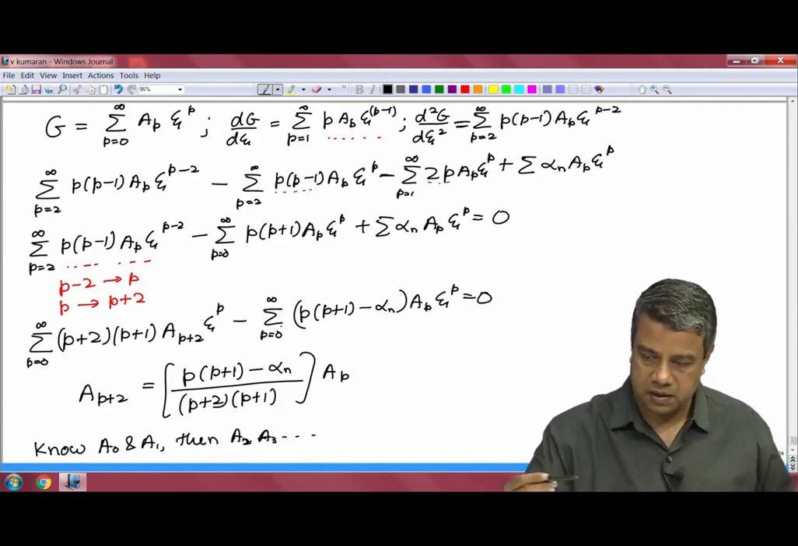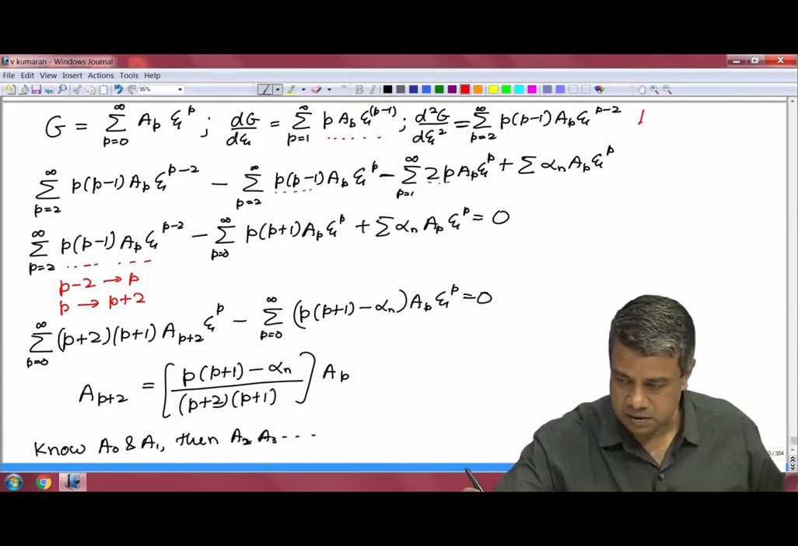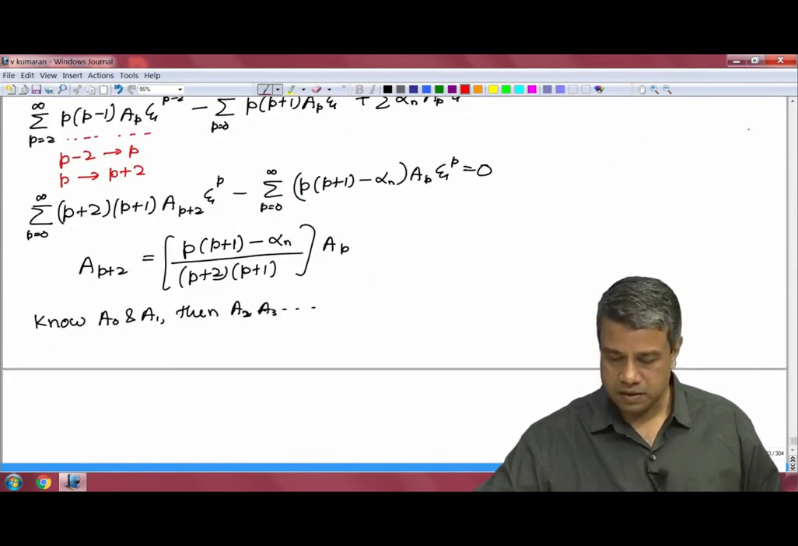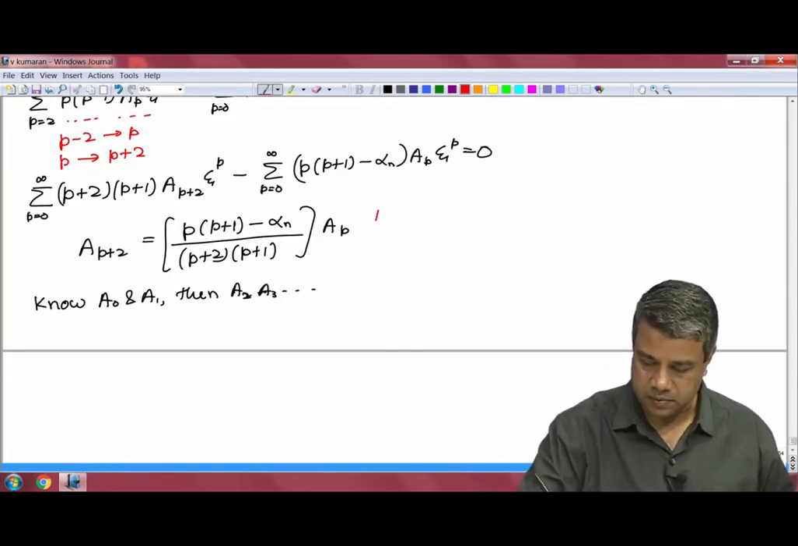I should note here that this is called the Legendre equation. And these solutions are called the Legendre polynomials.